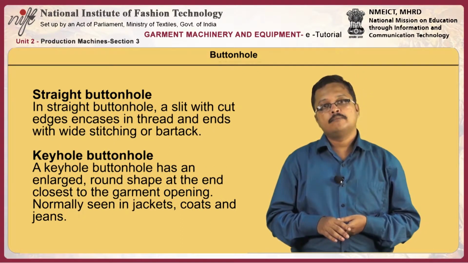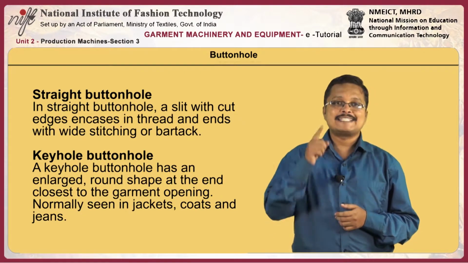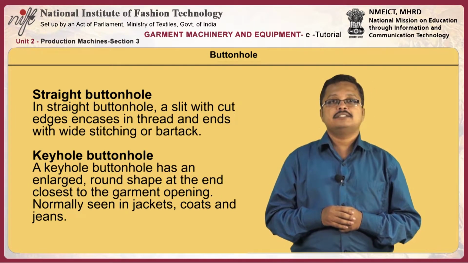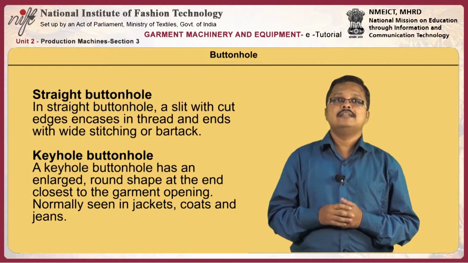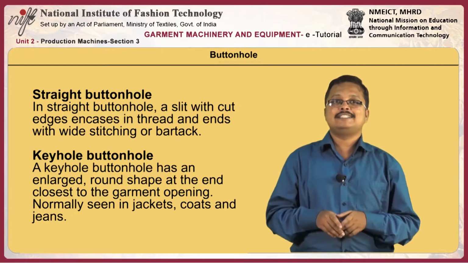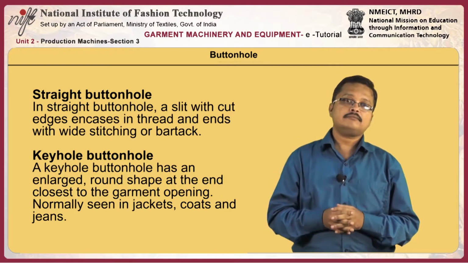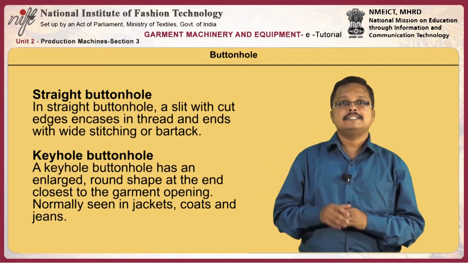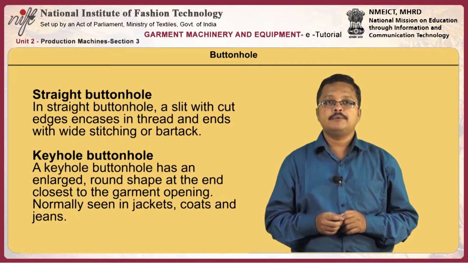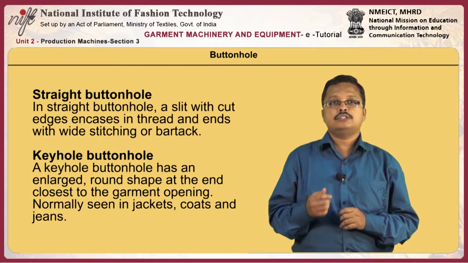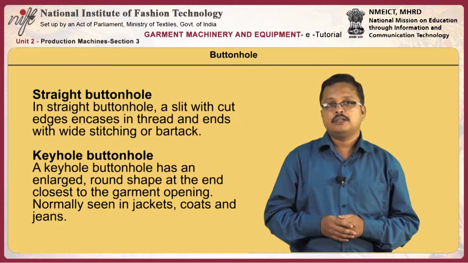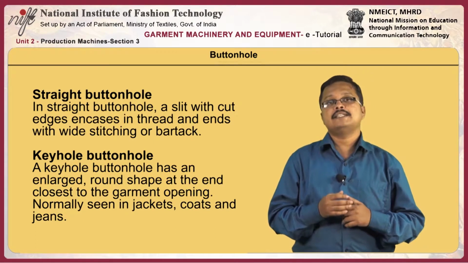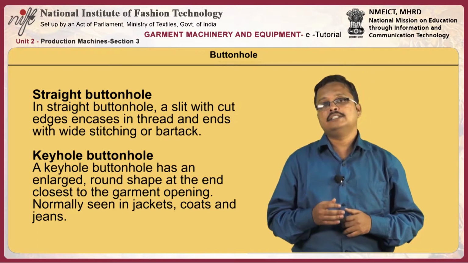Straight buttonhole: in a straight buttonhole, a slit with cut edges is encased in thread and ends with wide stitching or bartack. Keyhole buttonhole: a keyhole buttonhole has an enlarged round shape at the end closest to the garment opening. This one is normally seen in jackets, coats and jeans.